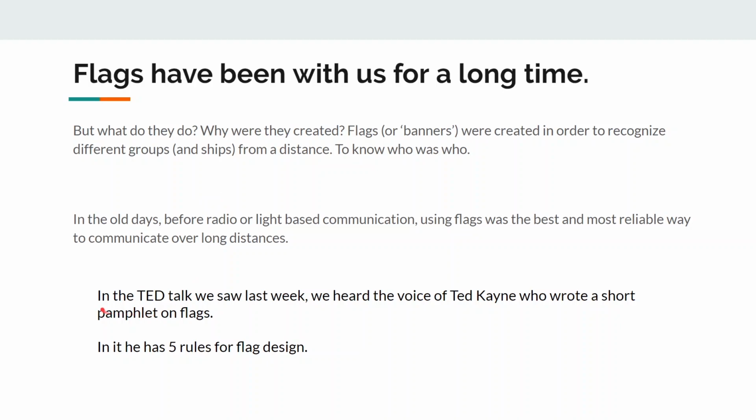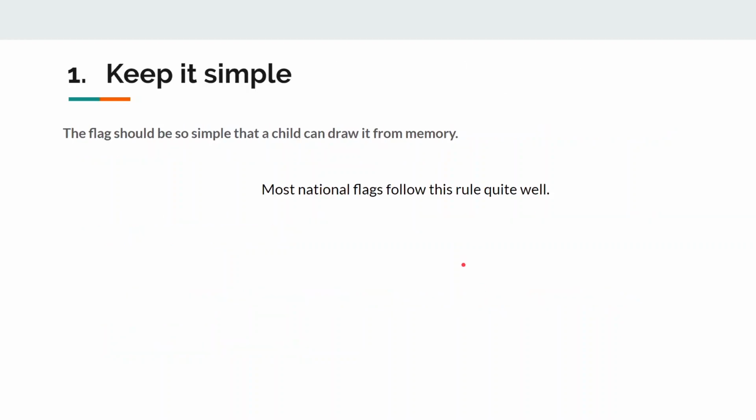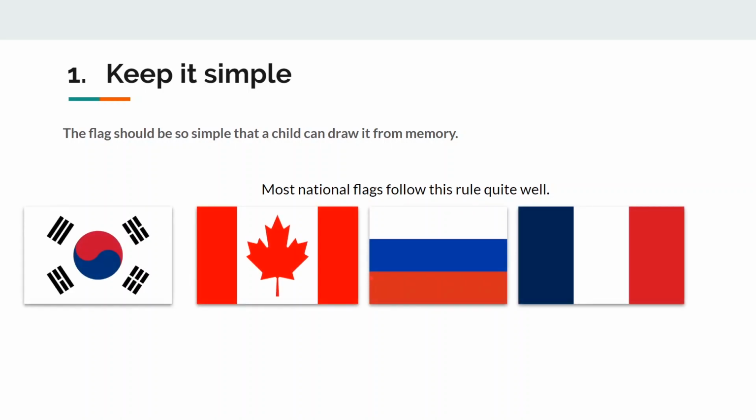So in the TED Talk we saw last week, this radio host discussed flags. And we heard the voice of Ted Kaye, who wrote a short pamphlet on flags. And in it, he has 5 rules for flag design. What makes a good flag? 1, keep it simple. The flag should be so simple that a young child, hopefully, can draw it from memory. Most national flags follow this rule quite well. We see here, easy peasy.